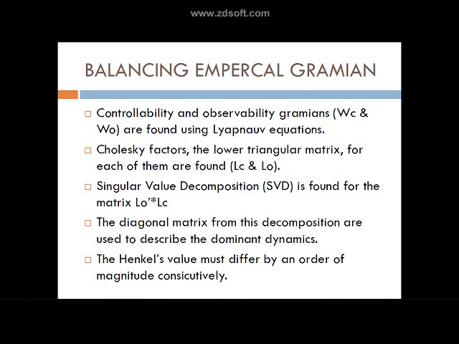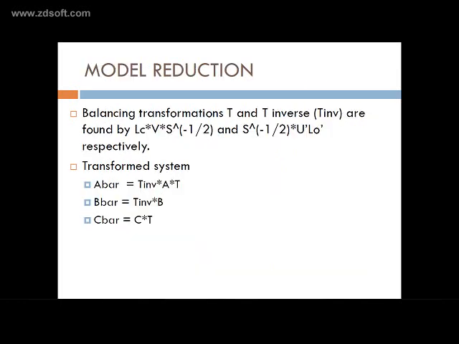Their product is again decomposed using singular value decomposition. The diagonal matrix of this decomposition is used to describe the dominance of the dynamics. These are known as Hankel values. Higher the value, higher the dominance of that state in the complete model. In case of model reduction, we consider a single order reduction of magnitude of the Hankel values consecutively.